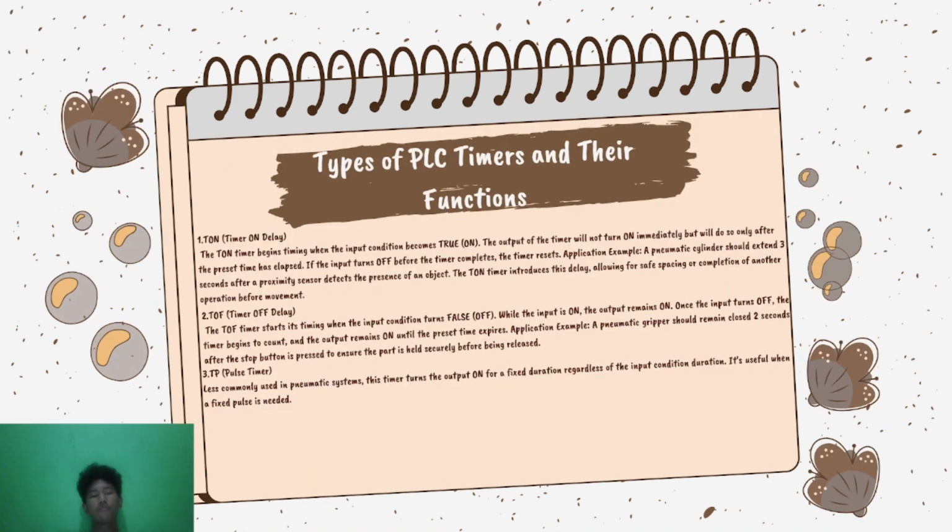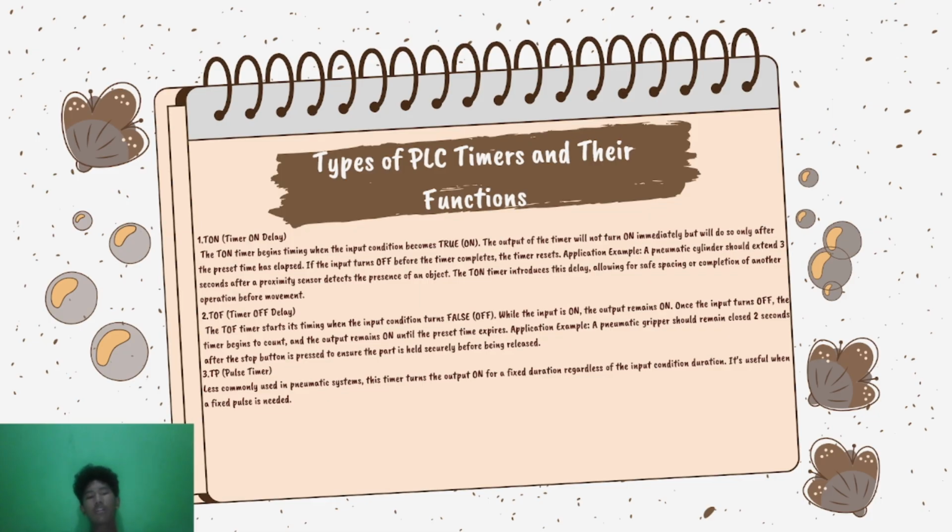Number 2 is TOF, timer off-delay. The TOF timer starts its timing when the input condition turns false or off. While the input is on, the output remains on. Once the input turns off, the timer begins to count, and the output remains on until the preset time expires. Application example: a pneumatic gripper should remain closed for 2 seconds after the stop button is pressed to ensure the part is held securely before being released.